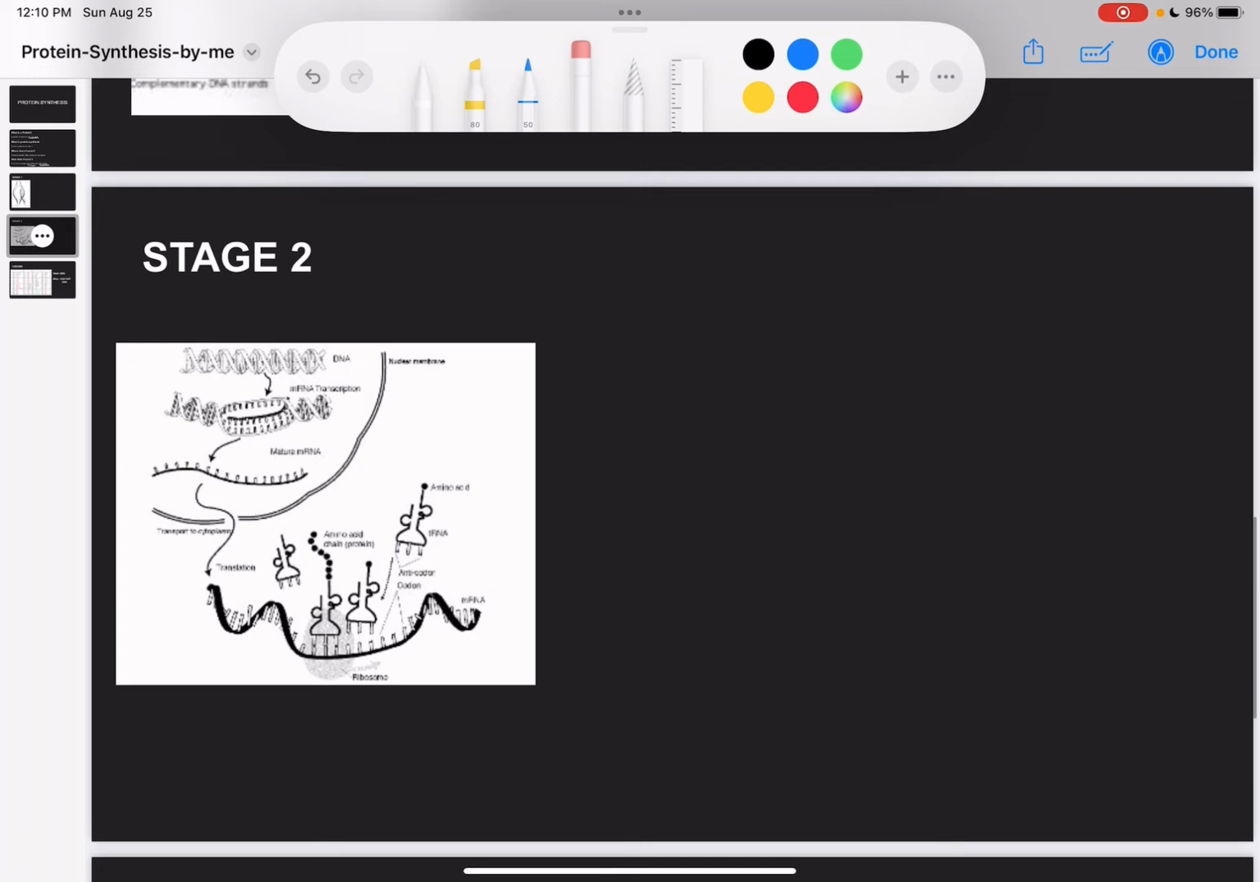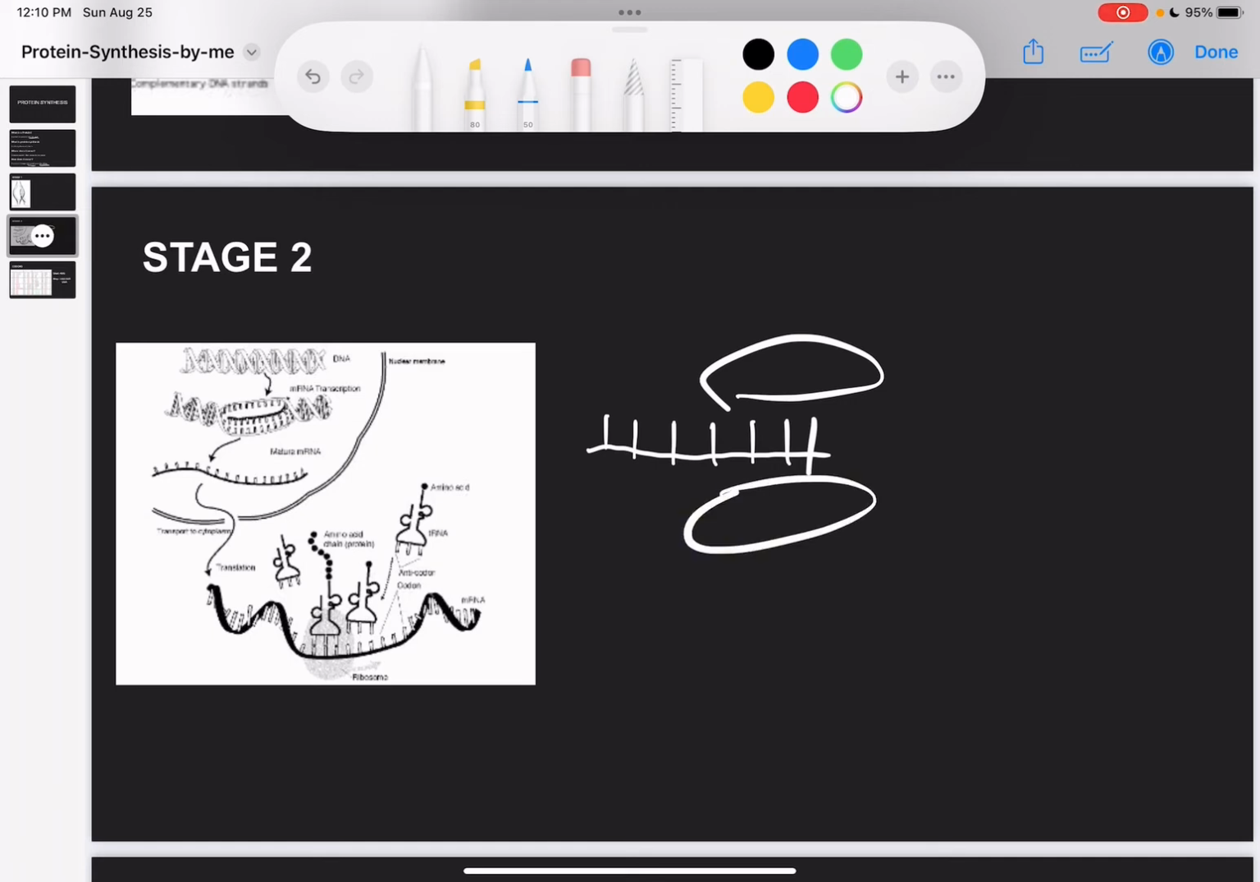Once it leaves the nucleus, entering the cytosol, this is where stage two happens, translation. Let's draw your strand here, and then these are your bases, right? This traveling mRNA strand is surrounded by a ribosomal subunit. This ribosomal subunit will read this strand until it reaches a certain codon sequence of AUG. This is our start codon.